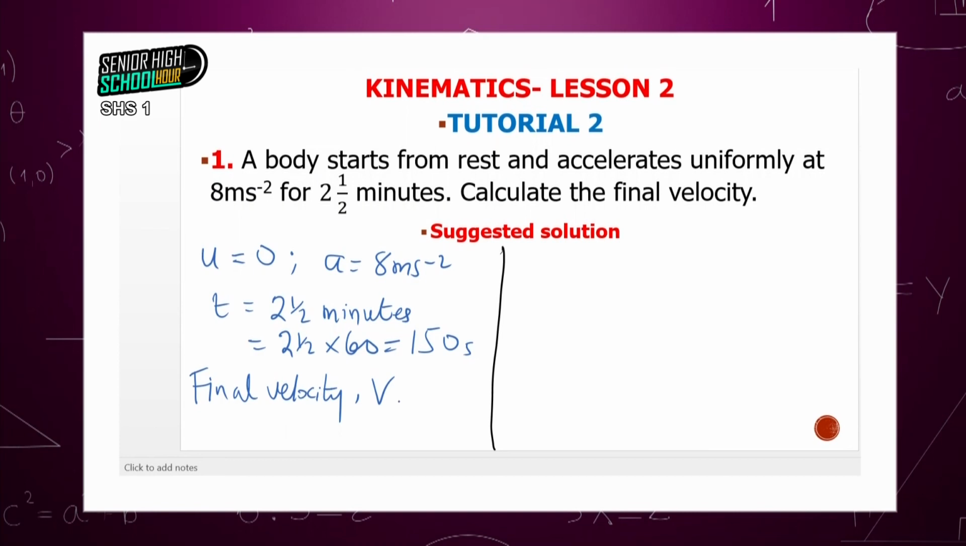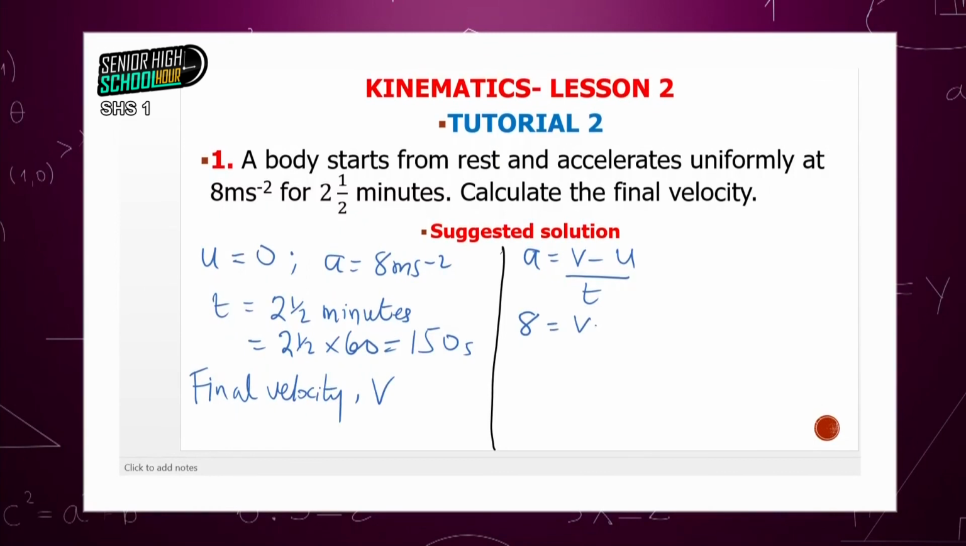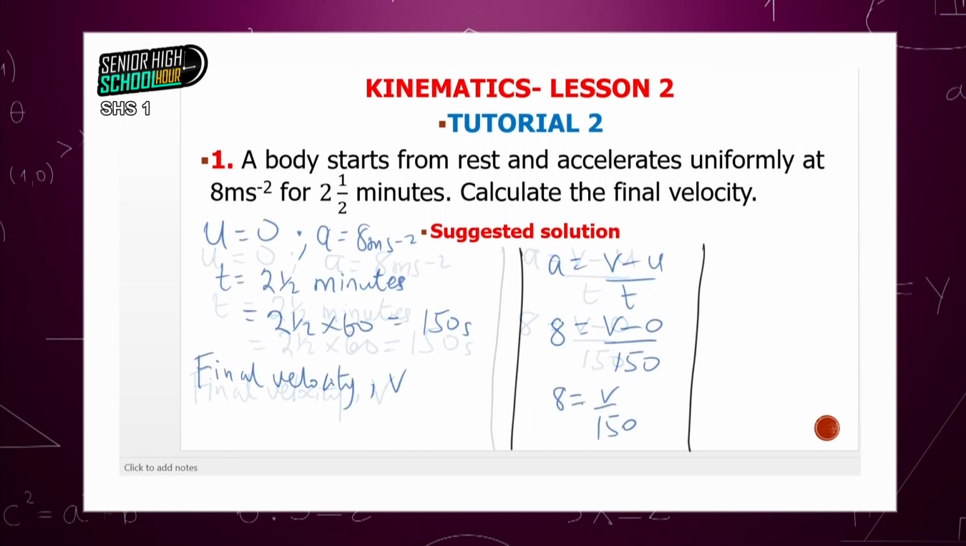Our formula says acceleration is change in velocity per time. So A will give us final velocity minus initial velocity over the time taken. You either make V the subject and find it, or you put in the values and work. Acceleration is 8. You don't know V. Initial velocity U is 0. Our time is 150. That gives us 8 is equal to V on 150.